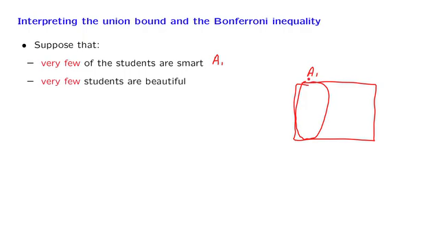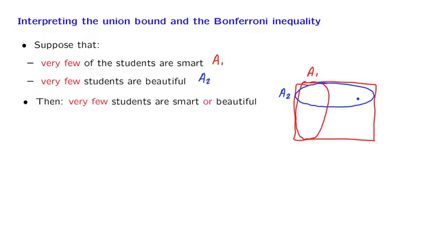And we have a set of students that are beautiful. And let's call that set A2. So A2 is the set of beautiful students. If I tell you that the set of smart students is small and the set of beautiful students is small, then you can probably conclude that there are very few students that are either smart or beautiful.